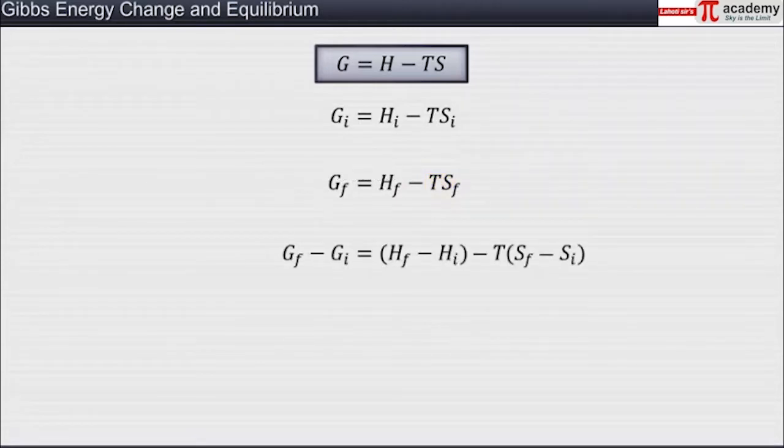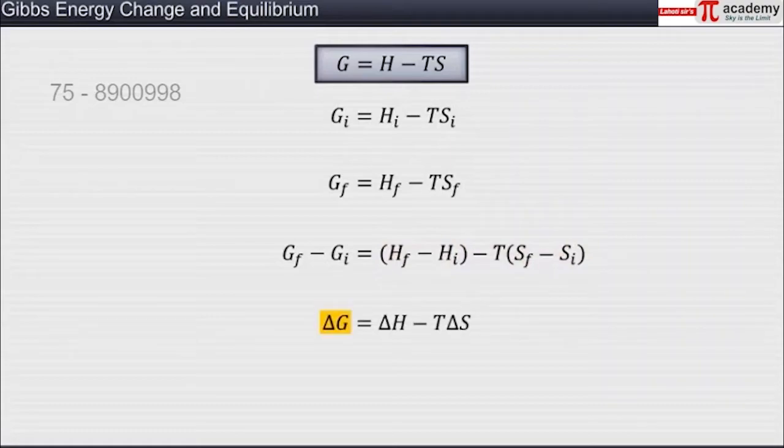Thus, change in Gibbs energy, that is, Gf minus Gi, equals change in enthalpy, Hf minus Hi, minus the product of absolute temperature T and change in entropy S, Sf minus Si. That is, delta G equals delta H minus T delta S. This equation is known as the Gibbs-Helmholtz equation or Gibbs energy equation.